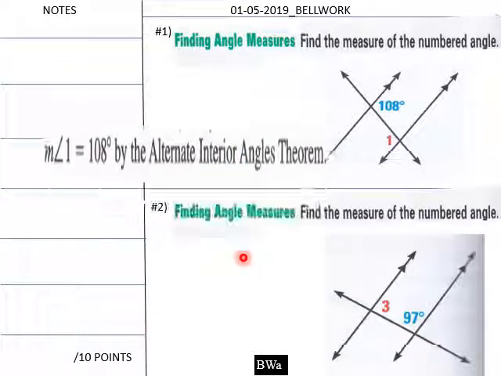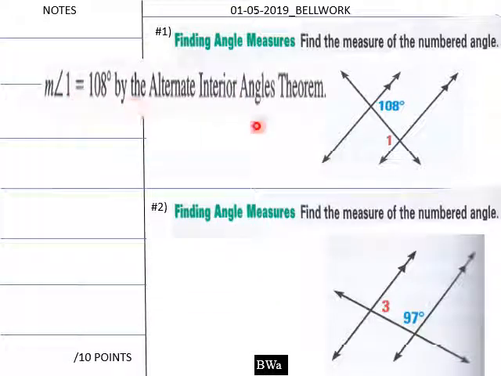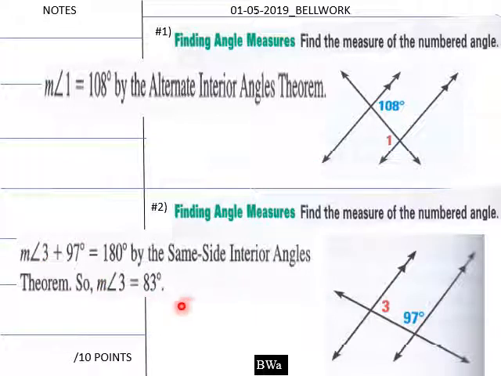Okay, welcome back. Our solutions, the measure would be 108. Alternate interior angle theorem for number 1. And then number 3 would be the same side interior theorem here. These lines are parallel. You have a transversal here. So the measure of 3 plus 97 equals 180. Same side interior. So the measure of 3 would be 83 degrees.